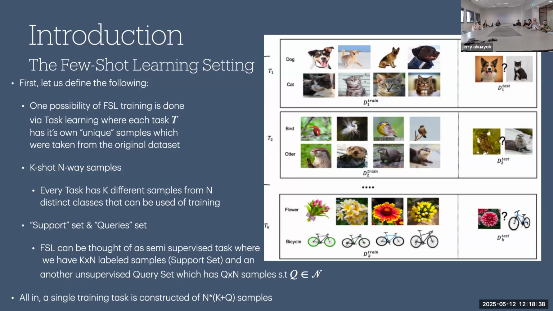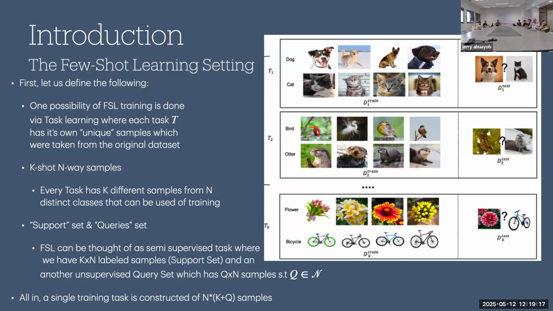If we look at the illustration on the right side, every task has T1, T2 until TK. The support set here is the one on the left. If we look at the first task, it is dogs and cats. We have 4 shots from dog and 4 shots from cats. We have 2 classes and 4 samples per class. So it's a 4-shot, 2-way setting. And we can see that each task has different classes from the data set. It can't be the same classes in each task.